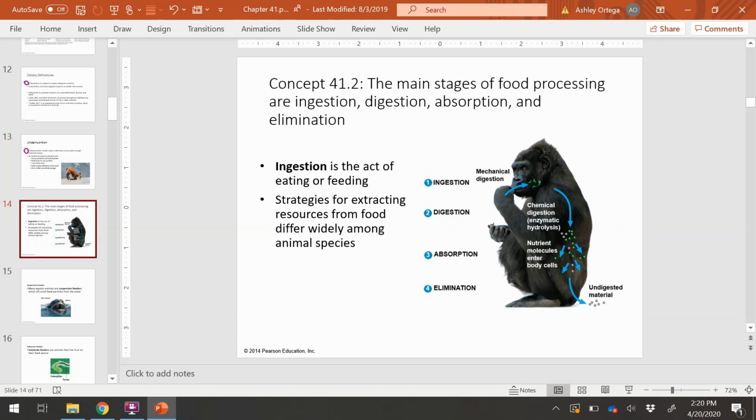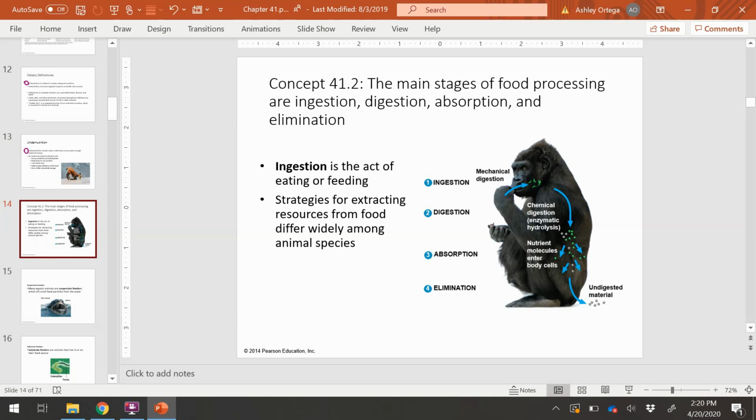And so that brings us into the food processing stage. So what are the processes of taking in food? The first part is ingesting, which is the act of eating or feeding. That is taking the food in and bringing it into the organism for the processing of breaking it apart, which would be the next stage.